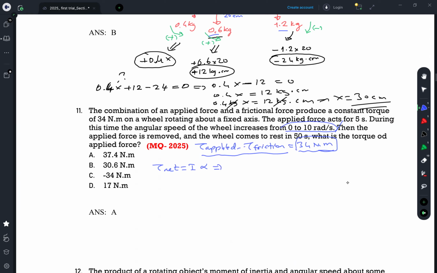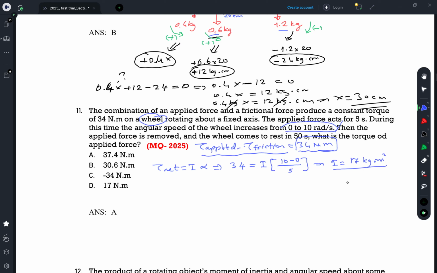Net torque is given in the question as 34. I will calculate I. Alpha is the final angular speed, 10, minus the initial angular speed, 0, divided by time 5, so this is 2. Then if I calculate, I is going to be 17 kilogram meter squared. This is the moment of inertia of this wheel. It will not change. Moment of inertia does not change if you don't change the mass, the axis of rotation, or the shape.